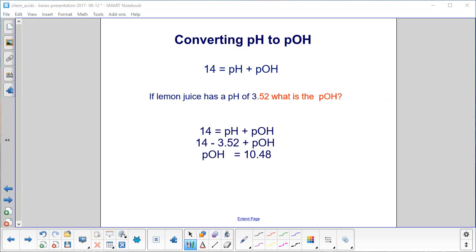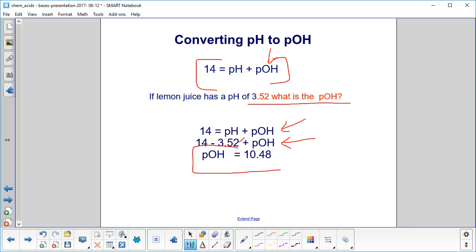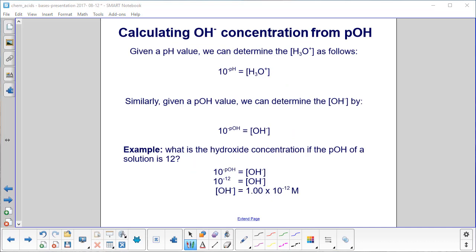Let's try an example. We have lemon juice with a pH of 3.52. What is its pOH? Here's how we relate them. We write it down again here, and we kind of skipped a step here. We actually said pOH is equal to 14 minus pH, and then you plug in the pH of 3.52, and pOH is 10.48.